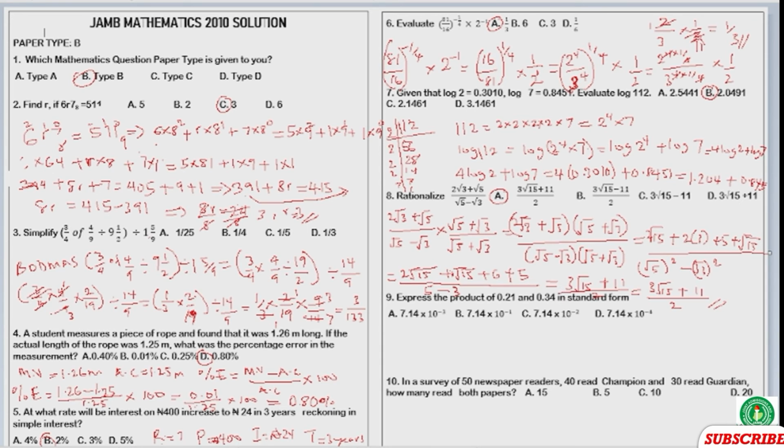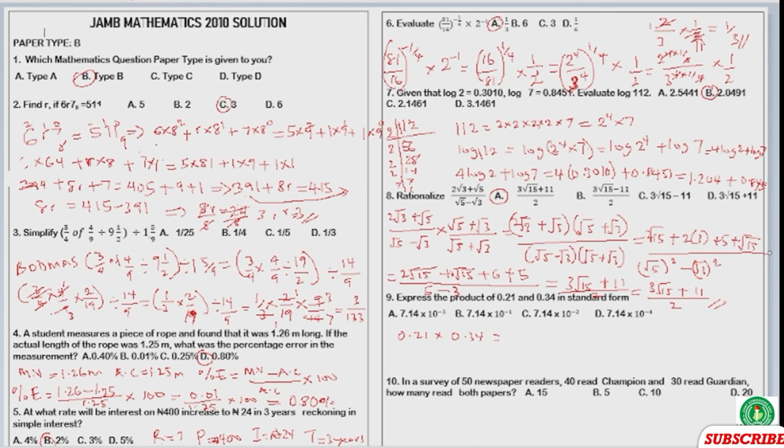Now question number 9 says: express the product of 0.21 multiplied by 0.34 in standard form. So the product means multiplication. So we are going to have 0.21 multiplied by 0.34 equal to, now press on here, 0.21 multiplied by 0.34.